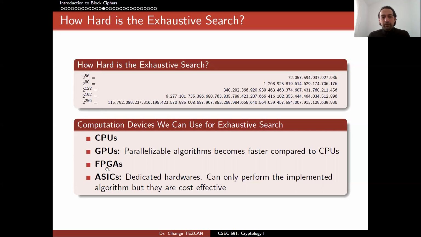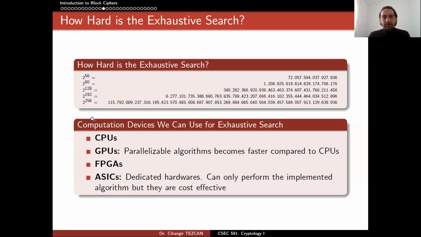Another thing is FPGAs, field programmable gate arrays. This hardware is also good at performing parallel operations, but it requires a little more expertise to use. When you burn your algorithm onto the silicon, it becomes dedicated hardware. It can only perform the implemented algorithm, but it becomes very cost effective. So if you burn this algorithm into an ASIC, you can probably break PRESENT in a few seconds.